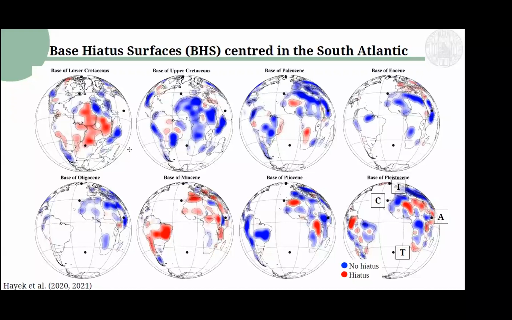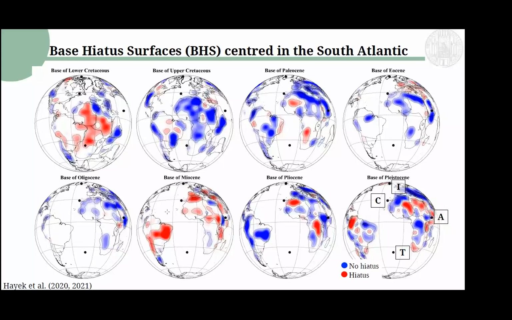So if we look now at what the maps tell us, what we can see is that in Africa and South America, at the base of the Lower Cretaceous, they mainly have a hiatus. And this indicates high topography of the Upper Jurassic. Note that this uplift of the surface precedes the arrival of Tristan at 133 million years ago. At the base of the Upper Cretaceous, we have the contact mainly conformable, and this indicates relatively lower elevation. As we continue looking forward, we see that the main hiatus surface is at the base of the Miocene.